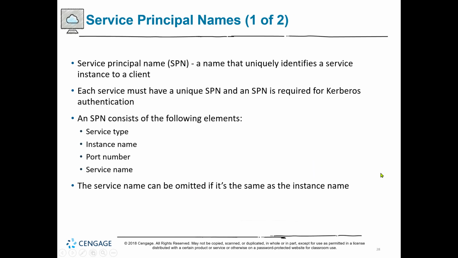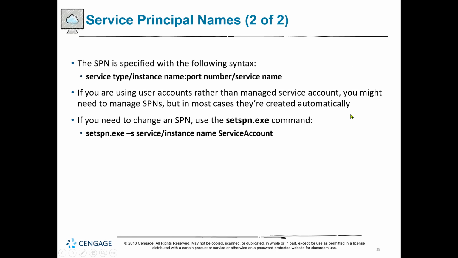Service principal names. The service principal name, or SPN, is a name that uniquely identifies a service instance to a client. Each service must have a unique SPN, and an SPN is required for Kerberos authentication. An SPN consists of the following elements: service type, instance name, port number, service name. Service name can be omitted if it's the same as the instance name. SPN is specified with the following syntax, and you can see that there.